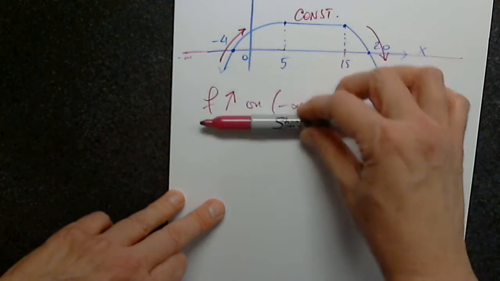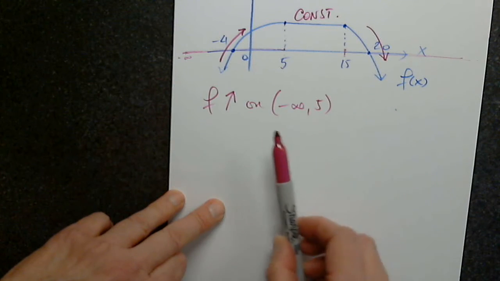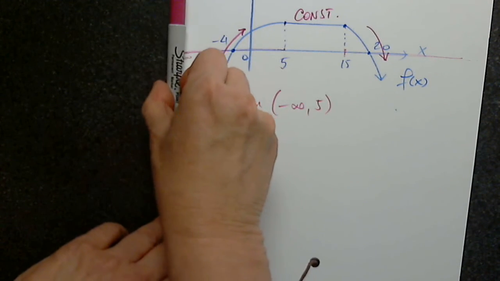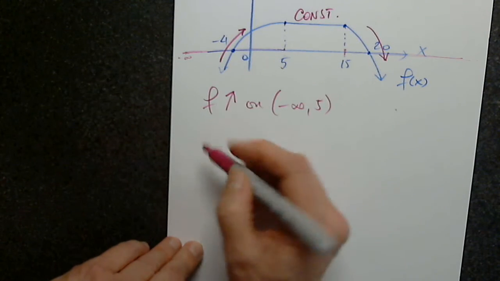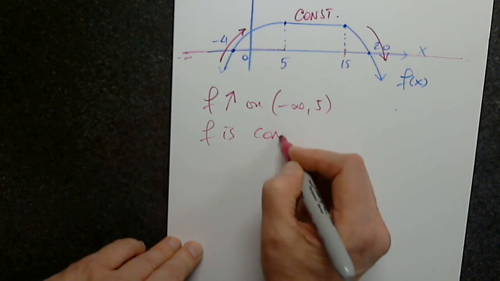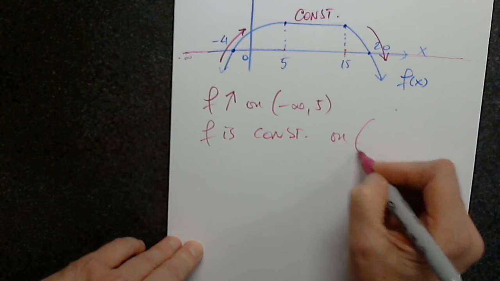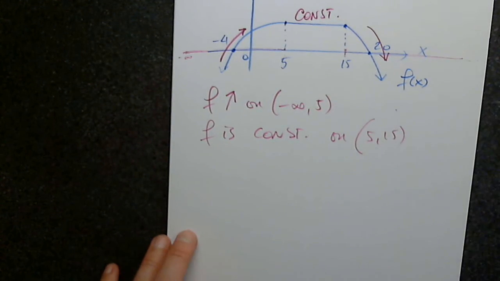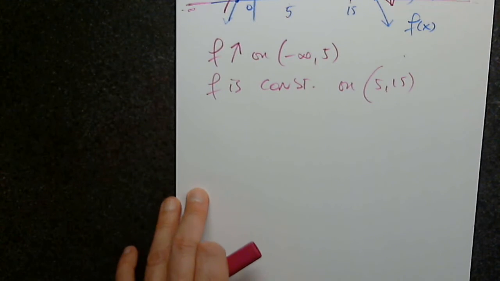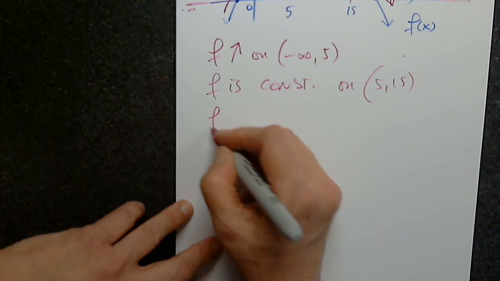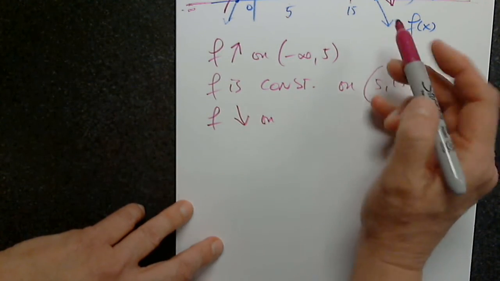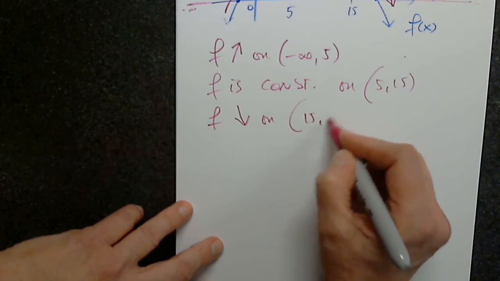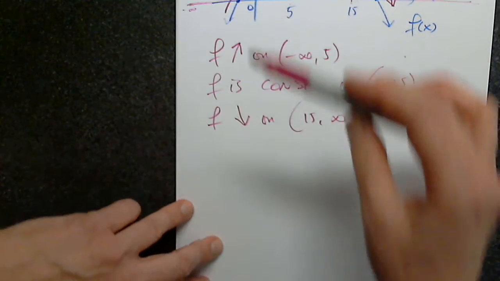Notice that I don't care from which value to which value. I'm interested in the trend. The function is increasing for x values between -infinity and 5. The function is constant on the interval (5, 15), only parentheses, not brackets. It's about the trend. And f is decreasing on the interval when x is 15 and above, 15 and infinity. We don't care from which value to which value.